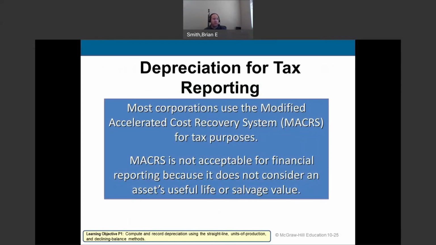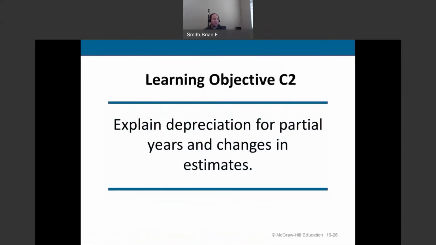There is a MACRS for depreciation for tax. I am familiar with this, but it's not accepted for financial accounting.